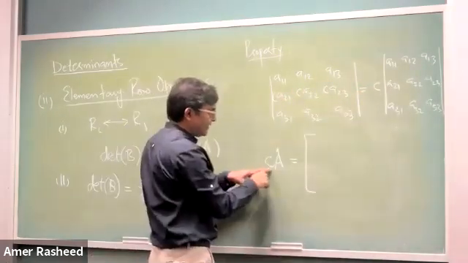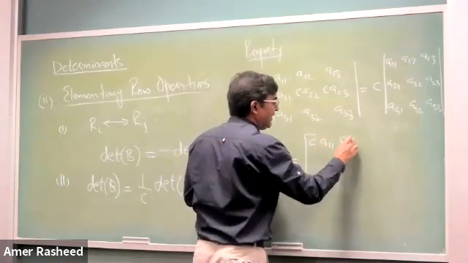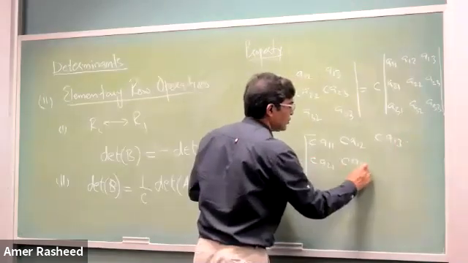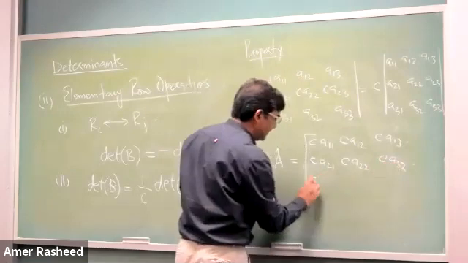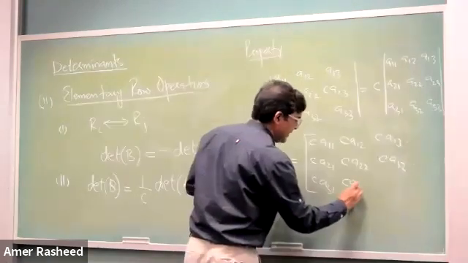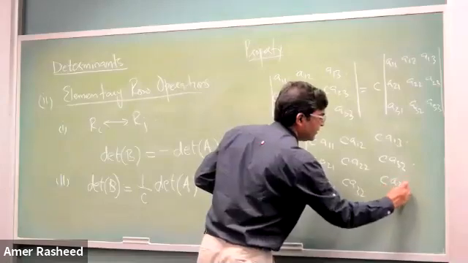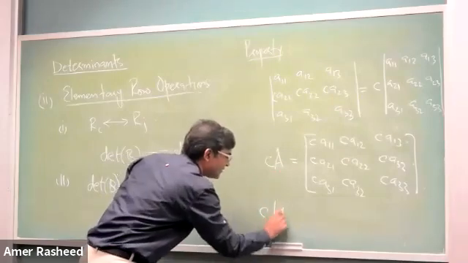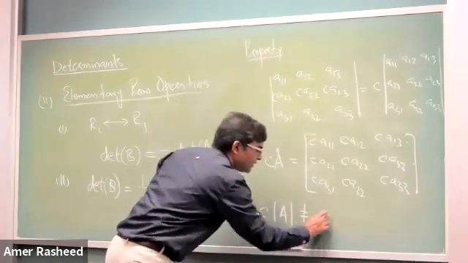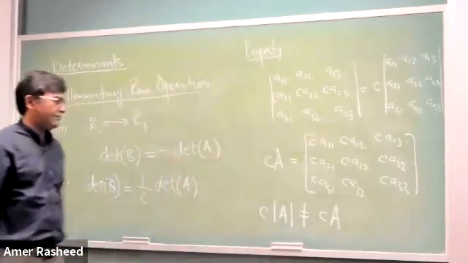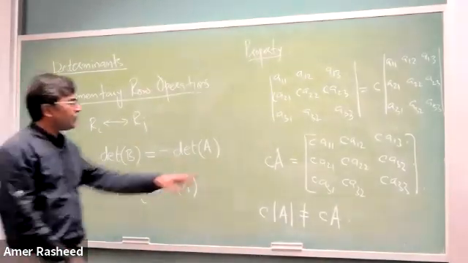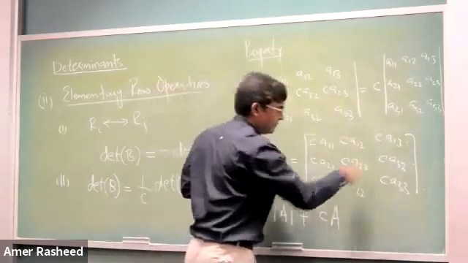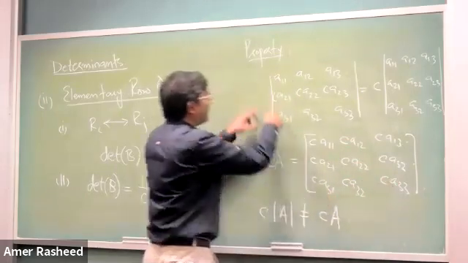Now what does this mean? C times A is C A11, C A12, C A13, C A21, C A22, C A23, and C A31, C A32, and C A33. This is what we mean here, C times A. But C times determinant of A is not equal to C times A. Remember this. Whenever you multiply a constant with a matrix, you have to multiply that constant with each entry of that matrix. Whereas in determinants, this is different.